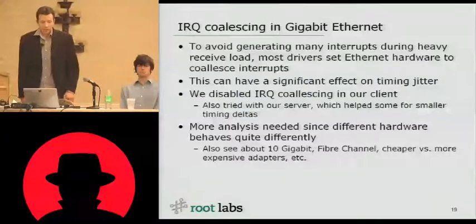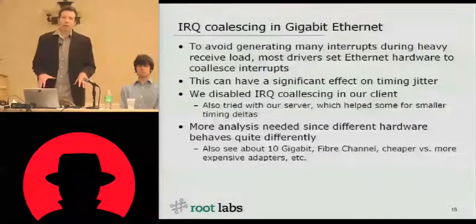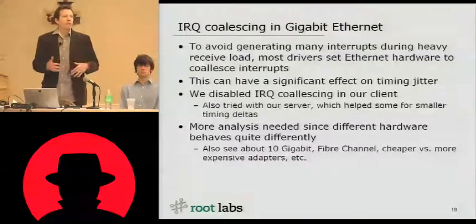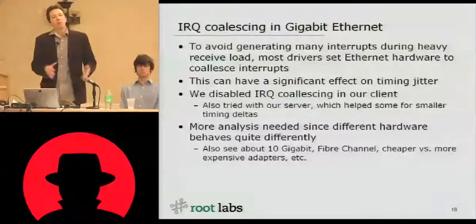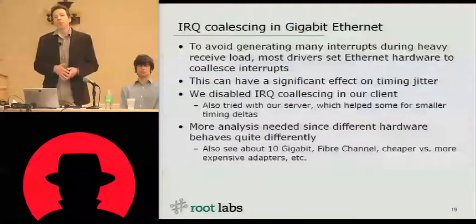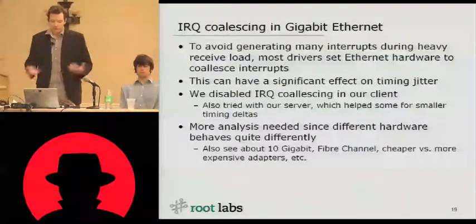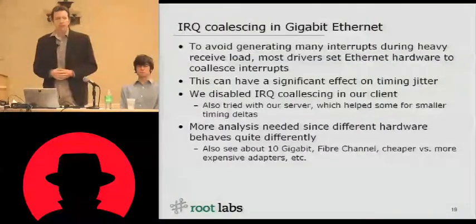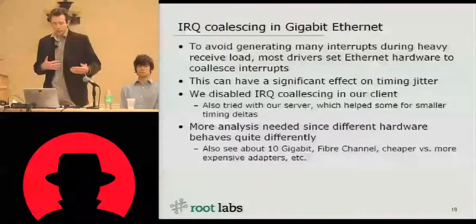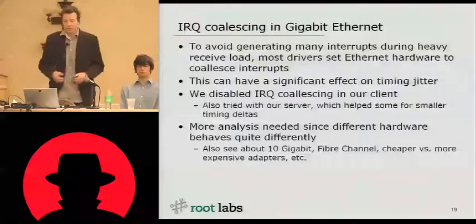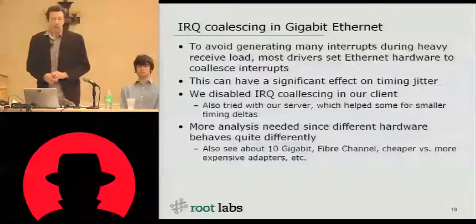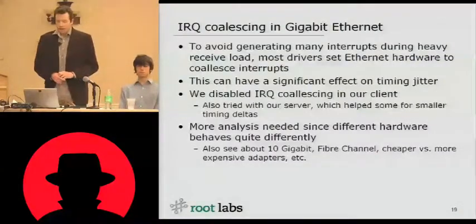So instead, most drivers set up the Ethernet hardware to implement a state machine that says, if I haven't received another packet in a certain amount of time, then go ahead and generate an interrupt. Otherwise, wait a few microseconds or hundreds of microseconds for another packet and then deliver it. And this can add a significant amount of jitter, we found. We disabled IRQ coalescing on our client, and we also tried with and without it on the server to see how this helped in some scenarios. This did help for some of the smaller timing variations, but didn't make much difference once you got to some of the larger values.